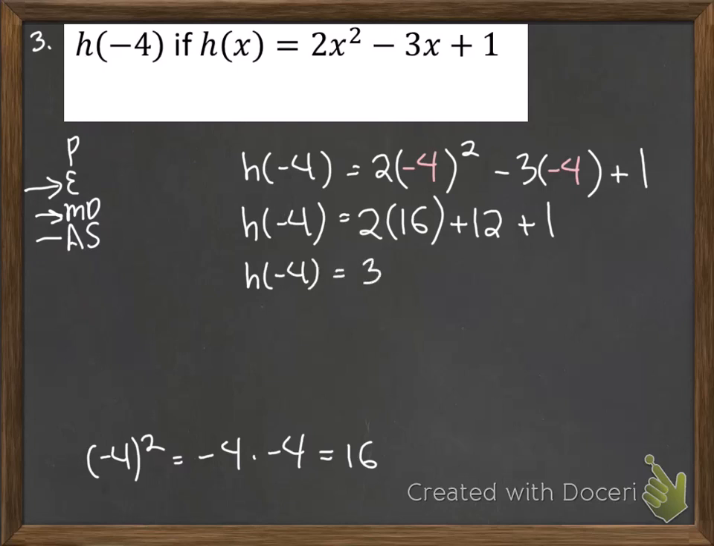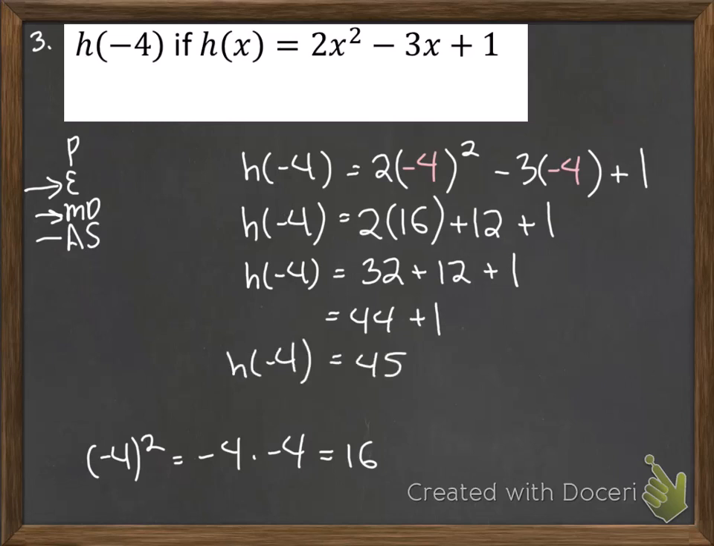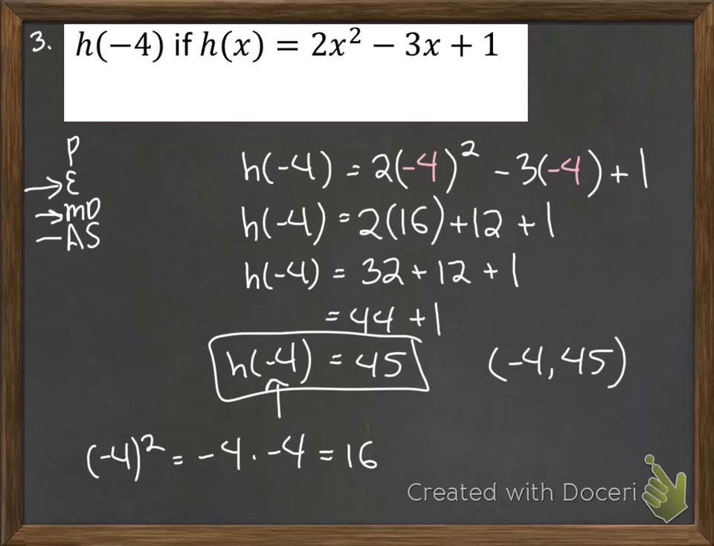So 2 times 16 is 32. So we have 32 plus 12 plus 1. So that is going to give us 44 plus 1, or 45. So we can say that h of negative 4 equals 45. That's our final answer. Again, if anybody asks you to write it as an ordered pair, this negative 4 is my x value, 45 is my y value, so I'd write it as negative 4 comma 45.